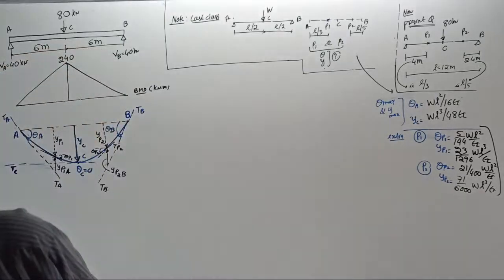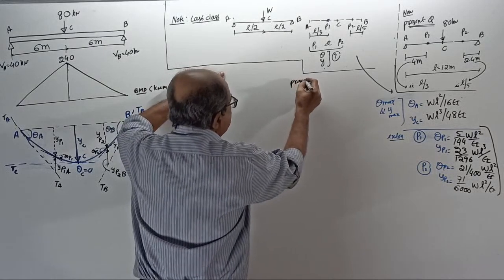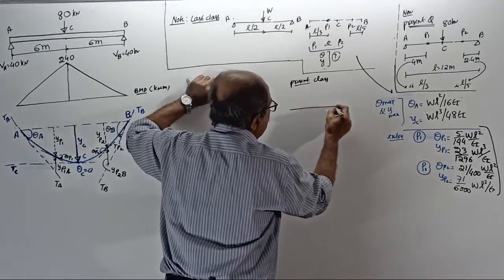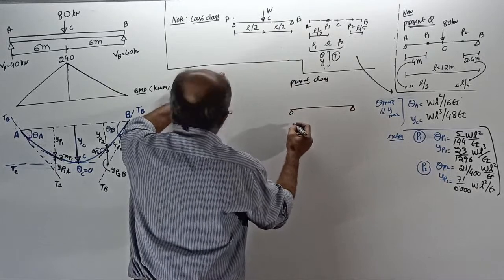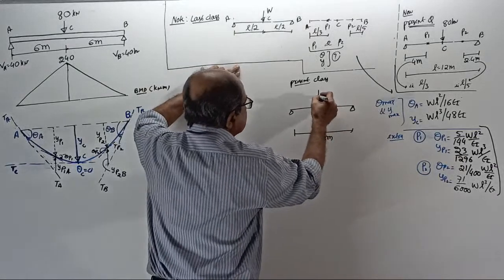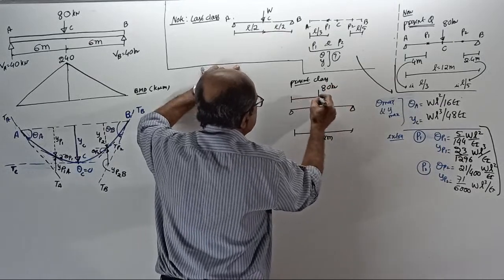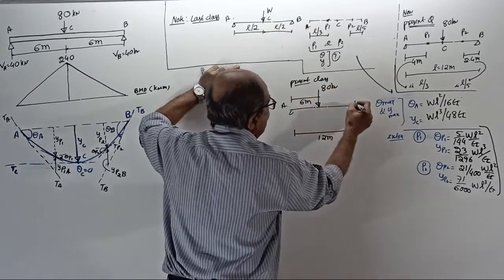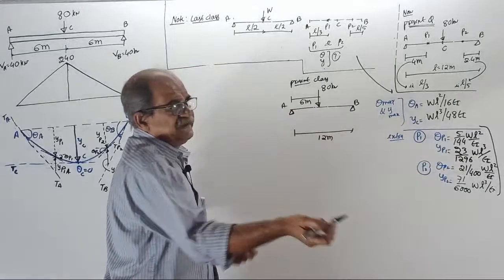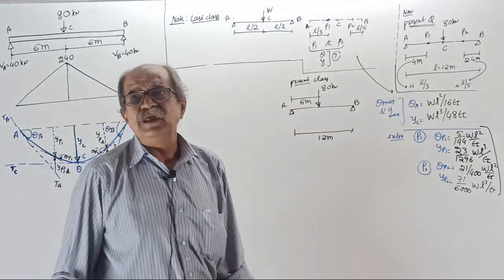Now take today's question, the present class question. Numerical: a simply supported beam is of span 12 meter. It is loaded by a central concentrated load of 80 kilonewton, central load at 6 meter, between A and B. I am not wasting time on EI now; after one or two questions I will take the EI value, because you already know how to substitute it.